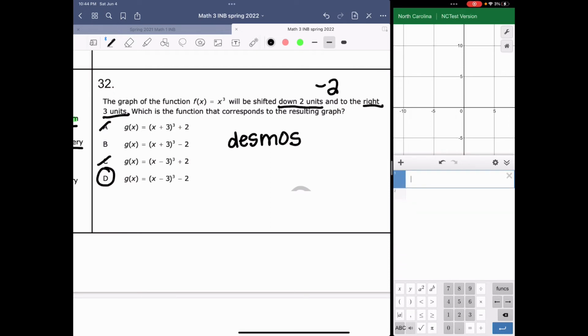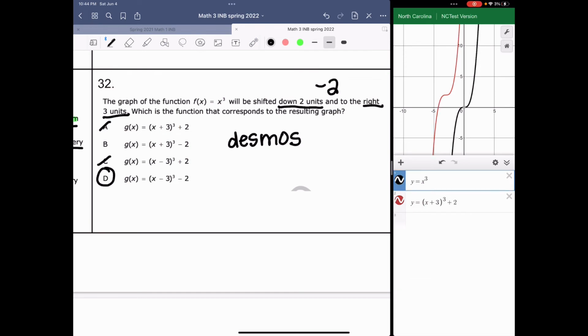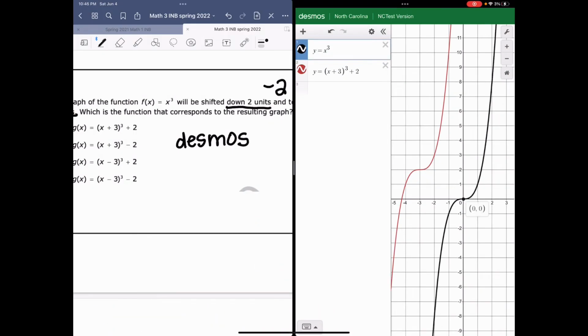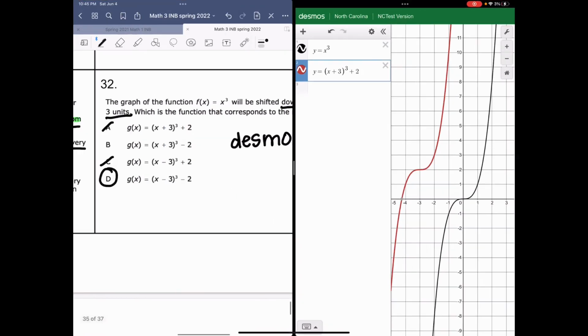If you decide to look at it in Desmos, you can look at the original. So we can look at y equals x to the 3rd, and then you could check every answer. So if I do the first one, I would have x plus 3 cubed, and then we're going to do plus 2. If I'm looking at my pieces, I can see I start at 0, 0, and this point right here is at negative 3 and 2. So this one went to the left and up 2. So that's not going to work. So you could check every single one until you see that D goes down 2 and right 3.